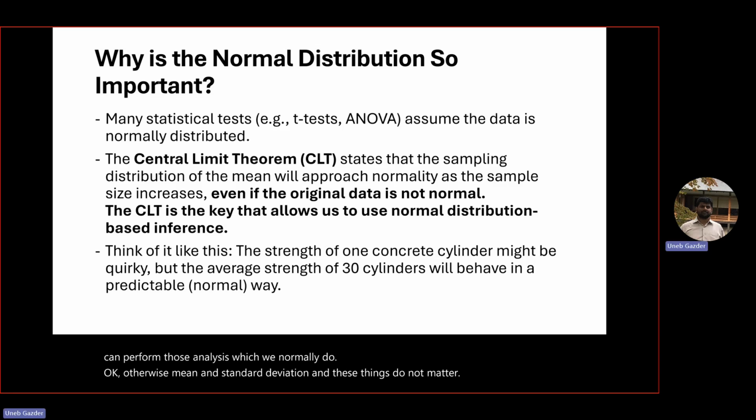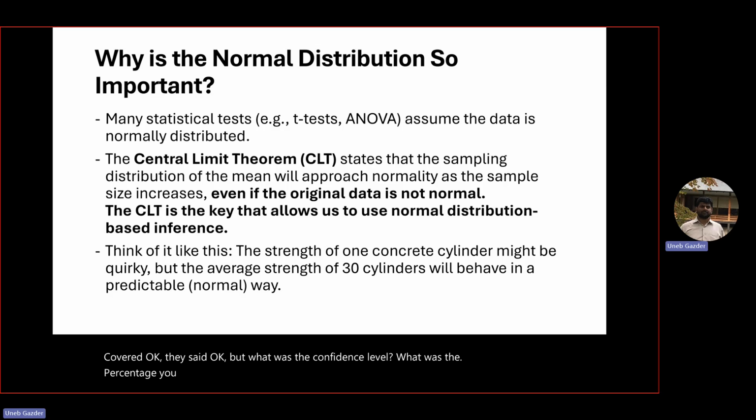Like you were talking about 95%, right? 95% confidence level. Now it is so commonly used that nobody even asks why 95%. They ask, what was the confidence level? What was the percentage you took? And we say 95%. They say, okay.